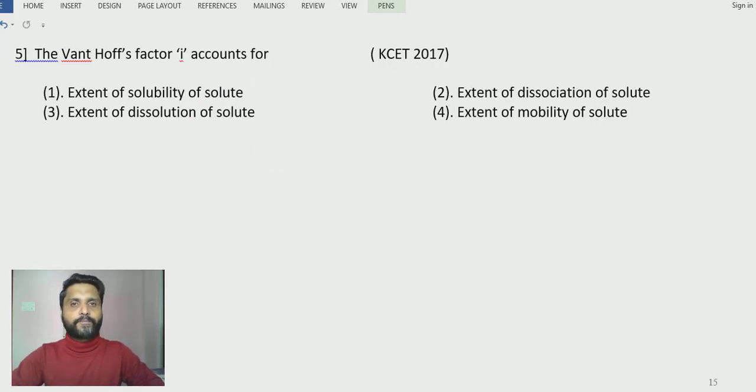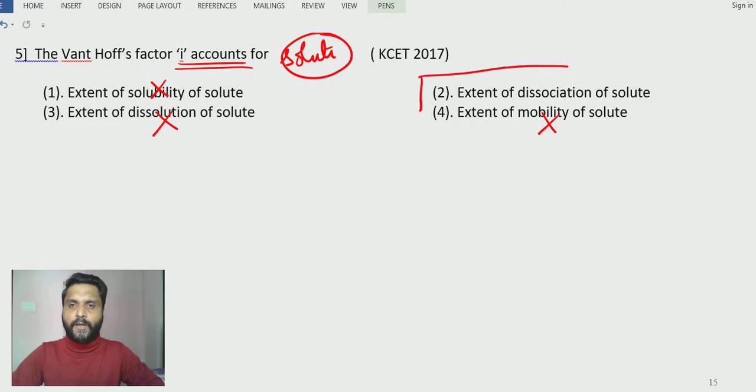Question number 5. Van't Hoff factor i accounts for, okay? We speak with respect to the solute particles in the solution. So it is the extent of association or extent of dissociation of solute particles in the solution. It cannot be solubility or dissolution. Then we have mobility, no, not the velocity. So the remaining important one is the extent of either association or dissociation of solute particles in the solution. So the answer is option number 2. Okay, right?